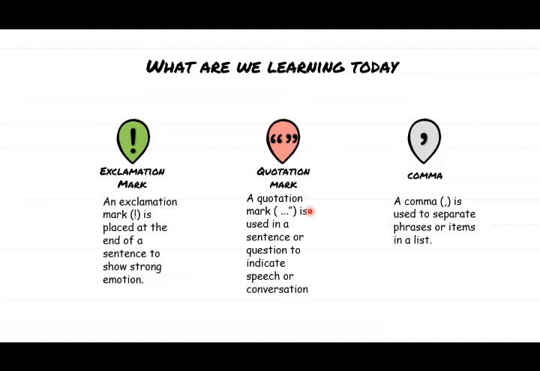Okey. Last one is comma. A comma is used to separate phrases or items in a list. Koma ni digunakan untuk mengasingkan frasa. Kita ada ayat-ayat yang banyak-banyakan, dia ada frasa ataupun items, benda-benda in a list dalam senarai. Jadi kita akan tengok contohnya.